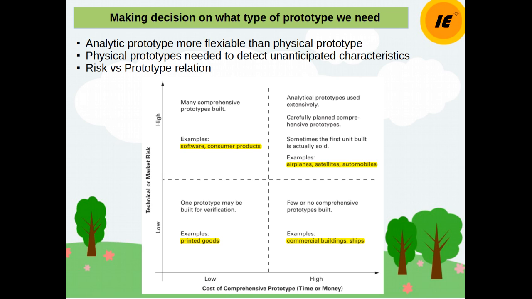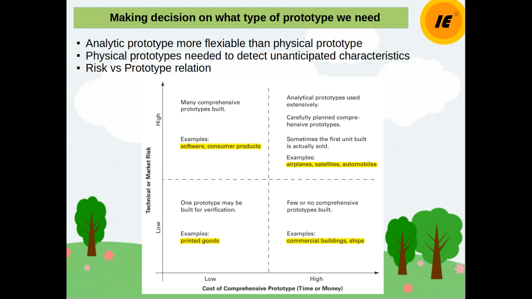Consumer products, like even making certain cosmetic products, may go through different sorts of trials, etc. So that is a case of low cost of comprehensive prototype but high risk, high risk in the sense that it's not easy to come up with a good solution in the first trial. We have to do reshuffling, etc.